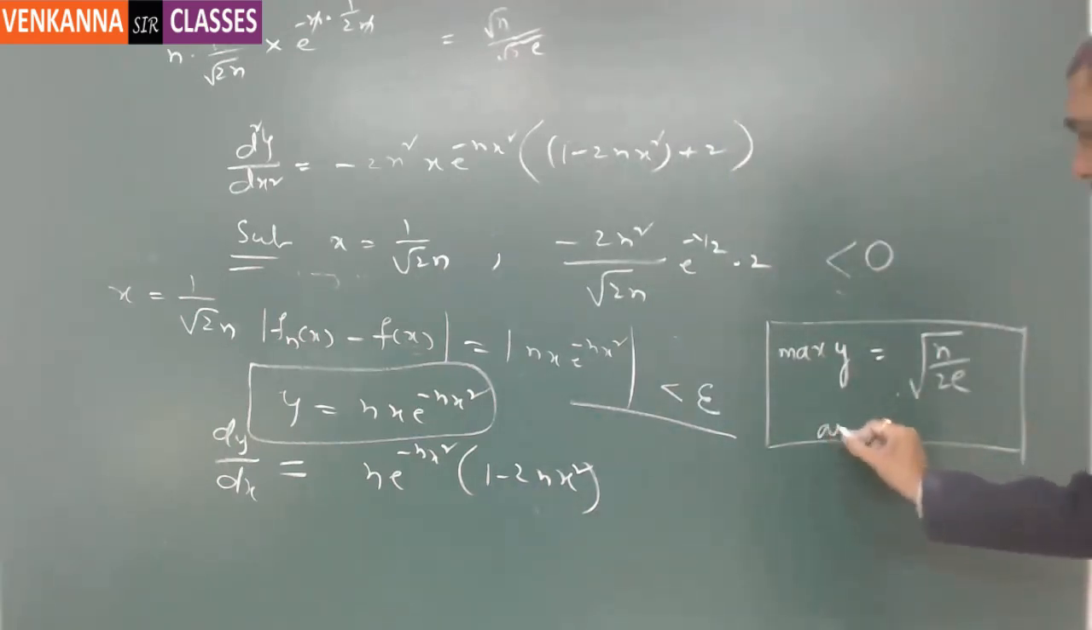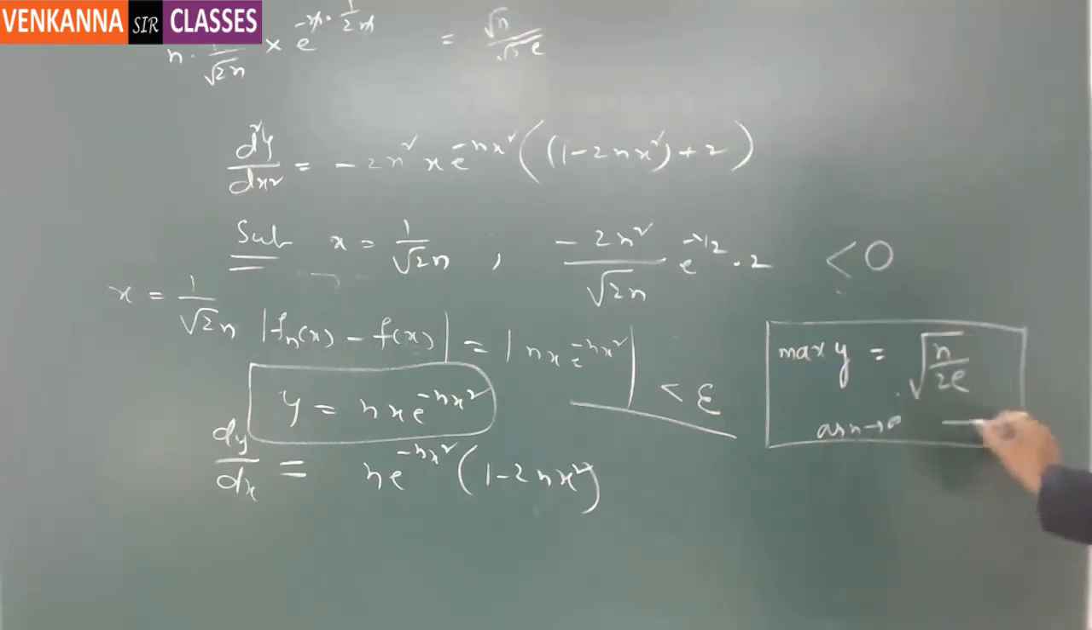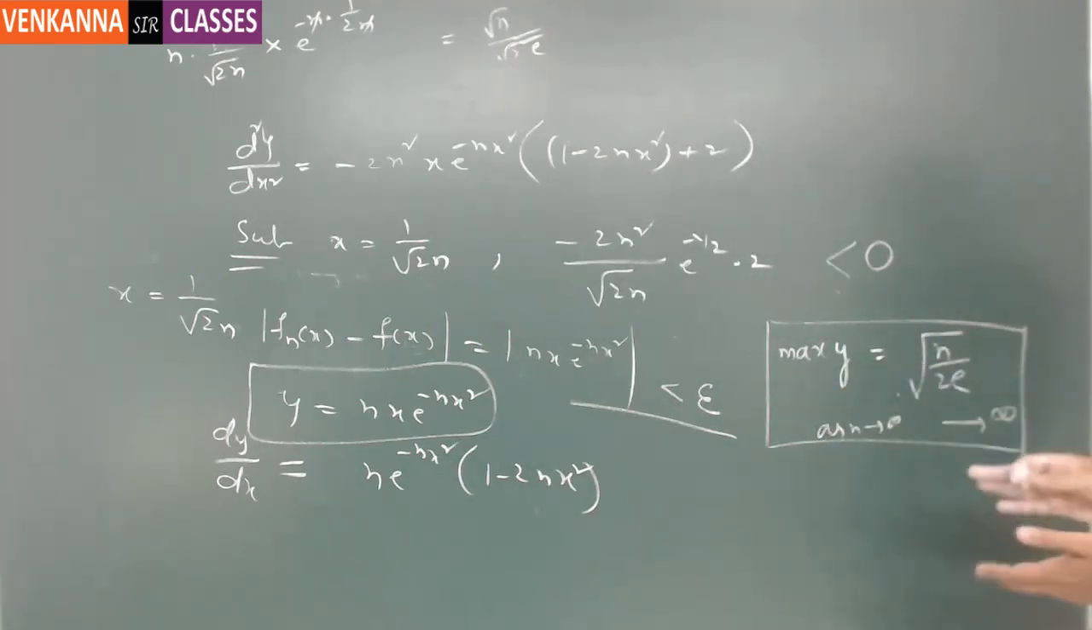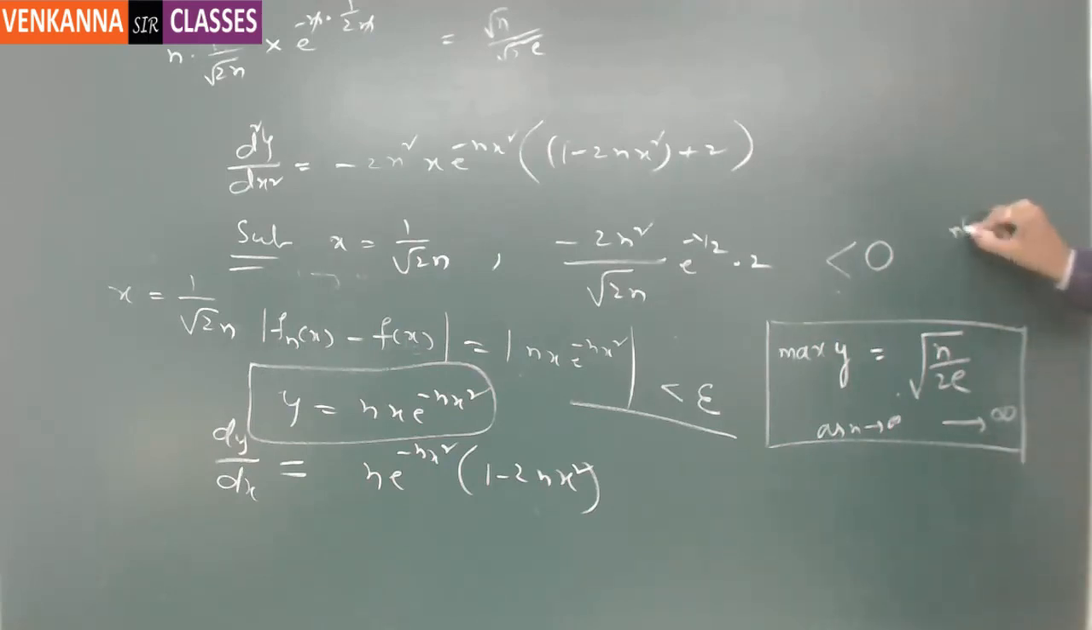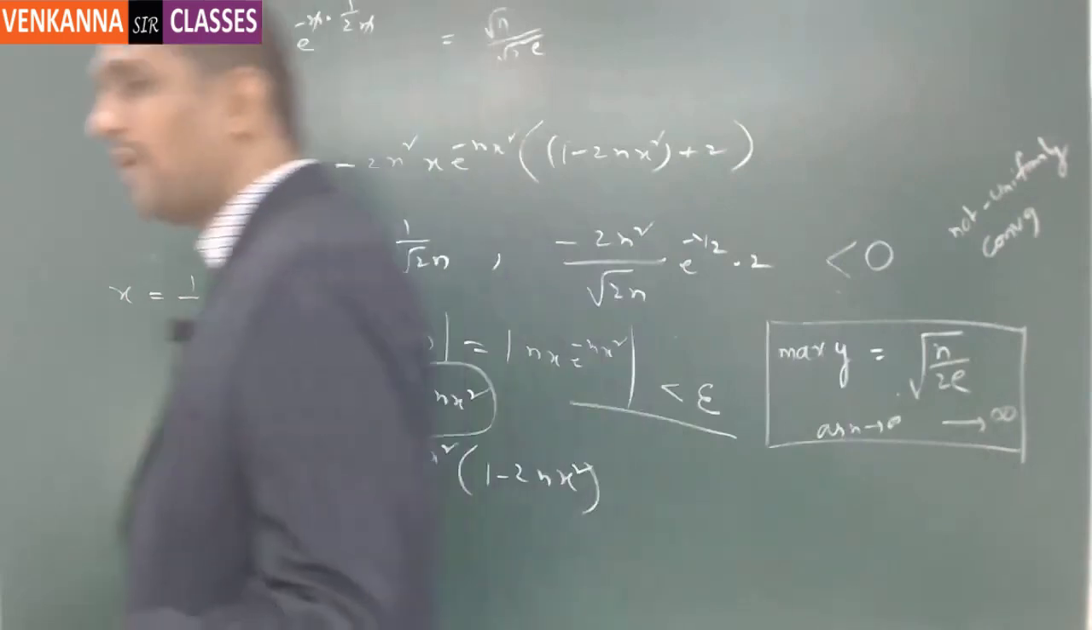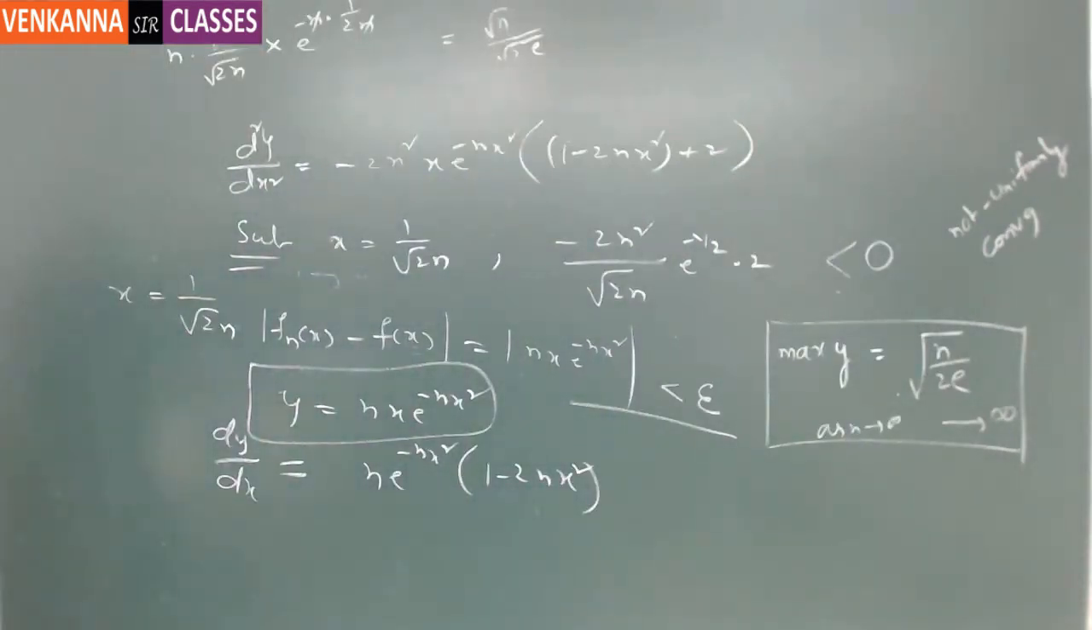Since as n tends to infinity, the above value tends to infinity, the maximum of y is not tending to 0. Therefore, by Weierstrass test, it is not uniformly convergent. In other way, you can say that by Weierstrass test, it is not uniformly convergent. You can take the limitations of Weierstrass test. If you are able to find an advanced test so that it becomes uniformly convergent, then that could be the limitation of Weierstrass test that you can say. Okay, so please take a note of that.